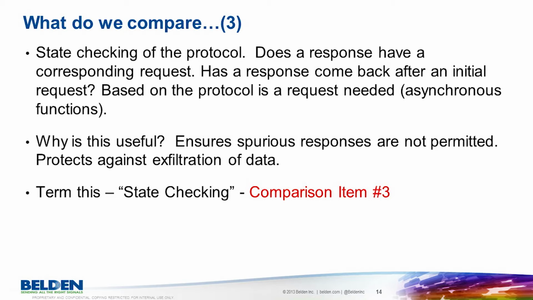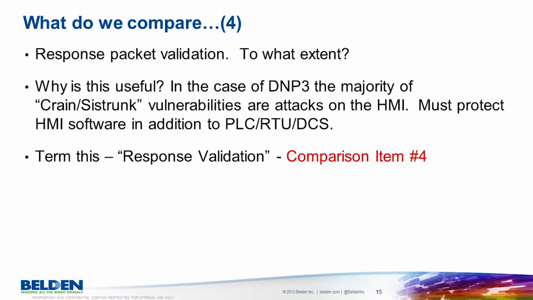If you're thinking about DCE RPC stuff like OPC on port 135, it has caller IDs. A request has a caller ID of one, and the response has one. So you need to be matching the request and response so that someone can't just send a whole slew of these frames and maybe exfiltrate data, as an example. I term this state checking, so you're checking the state of the protocol itself.